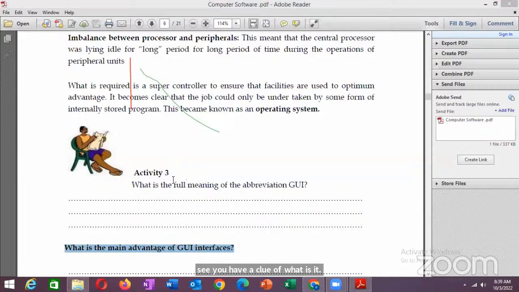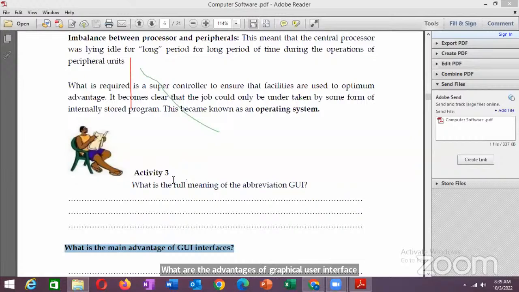Now I can also pose that question: what are the main advantages? I can see most of you have gotten what a graphical user interface is. So next, I'm posing the question: what are the advantages of graphical user interface? Kindly now type the advantages of graphical user interface. Kindly type in the chat.